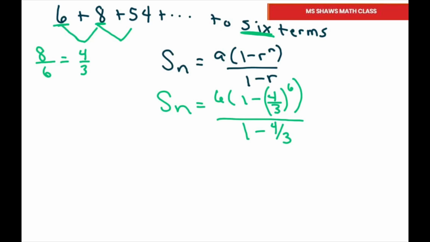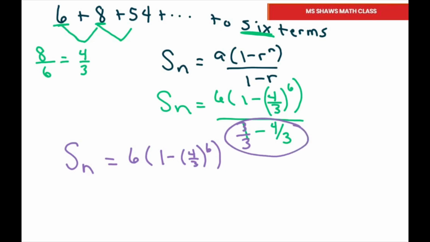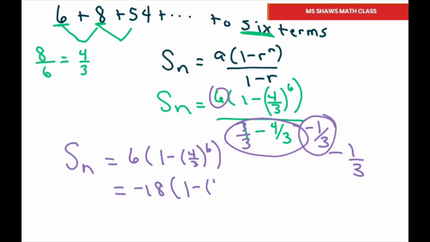So what I usually do when I have this 1 here, I just make this 3 over 3. I'm used to not having to use the calculator for this part. So you have 1 minus 4/3 to the 6th power. And this right here is going to be negative 1/3. And when you have negative 1/3 in the denominator, that's like multiplying this 6 by negative 3. So that's really going to end up being negative 18 times 1 minus 4/3 to the 6th. It just makes putting it in the calculator a lot easier.